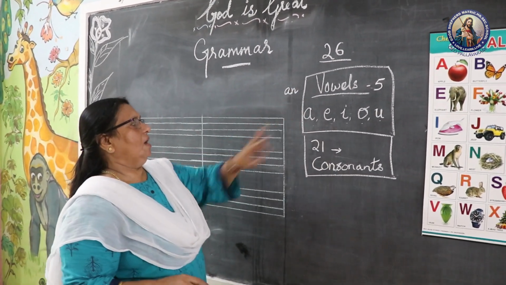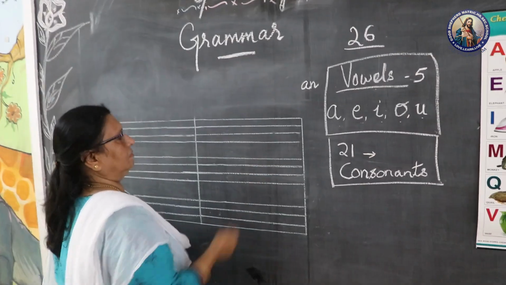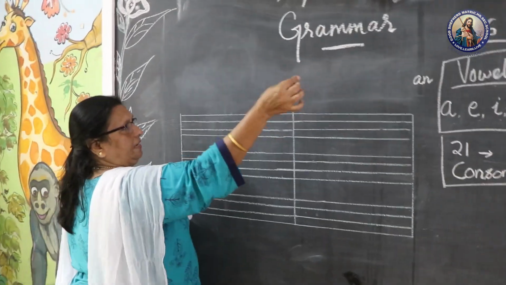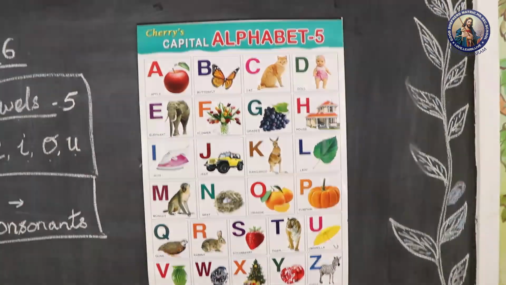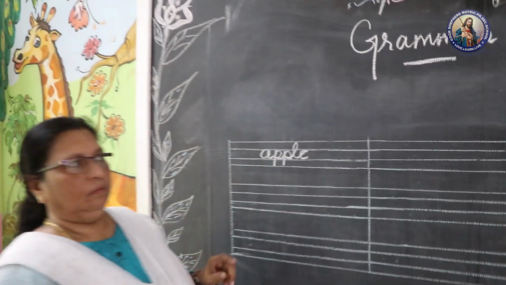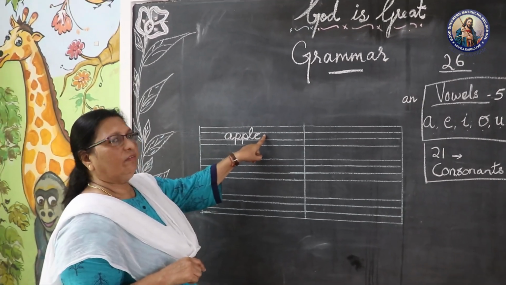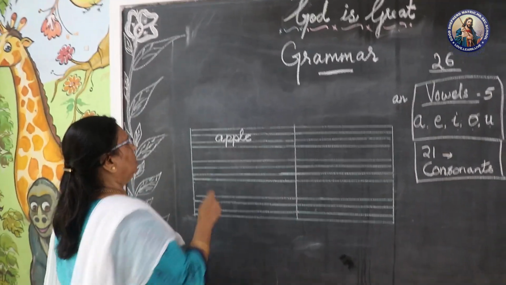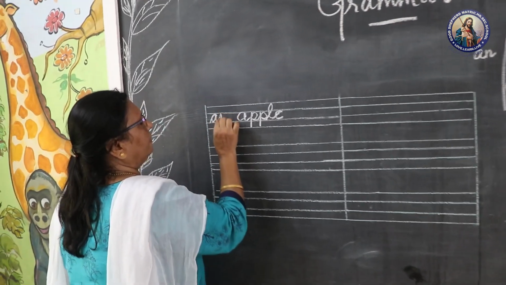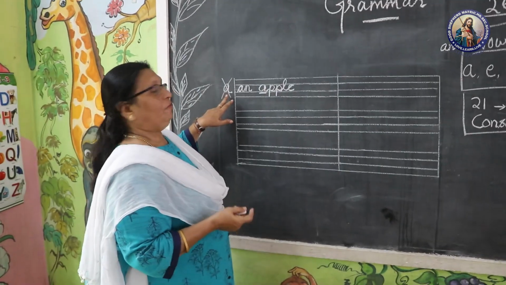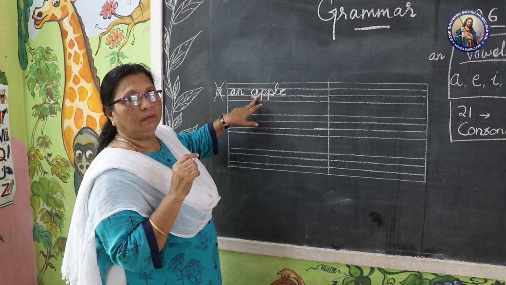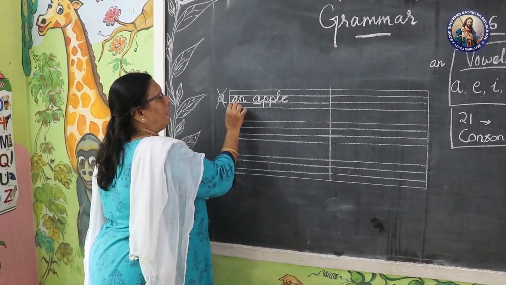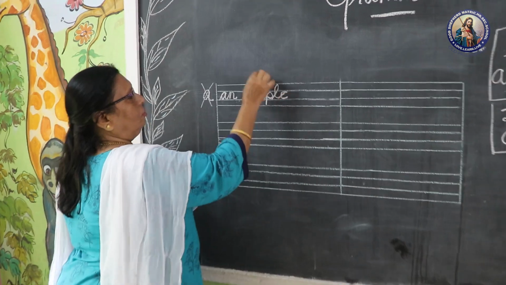So let's see one example. Give me an example for A. You have, from the picture, A-P-P-L-E, apple. Now you didn't say a apple, it's one apple only, not a plural. So you say an apple. If you write a apple, that is wrong. You need to add an for vowels.